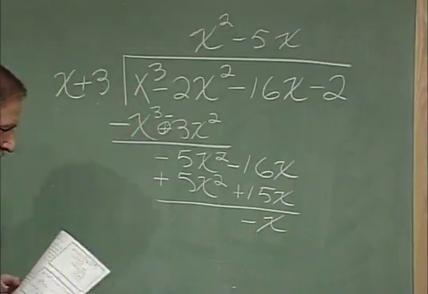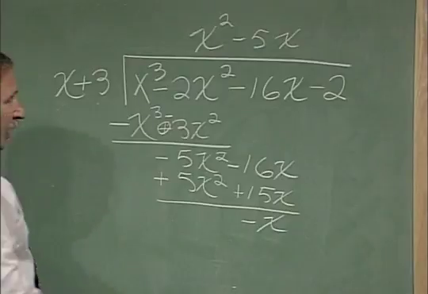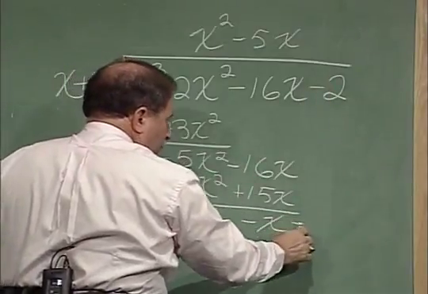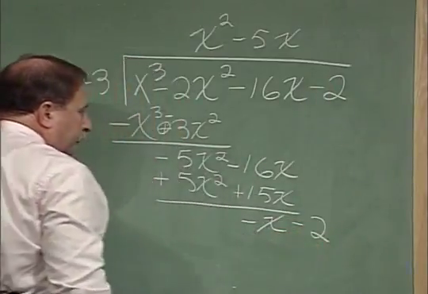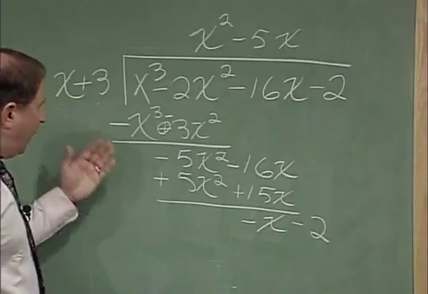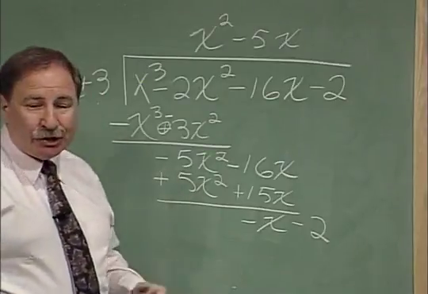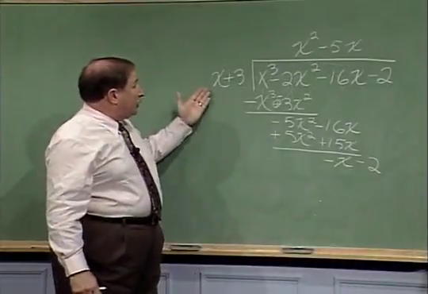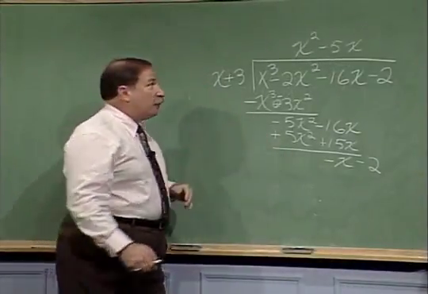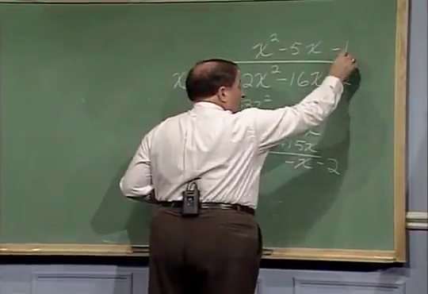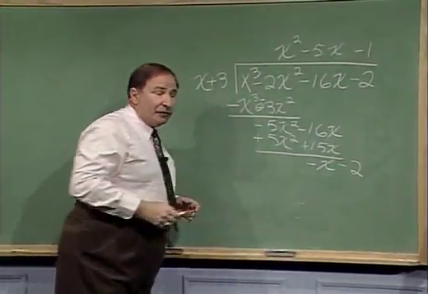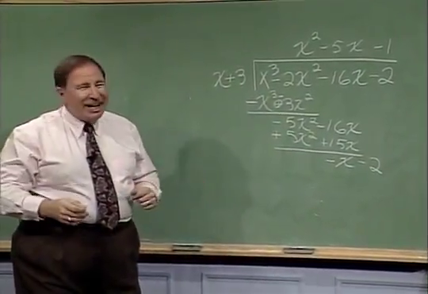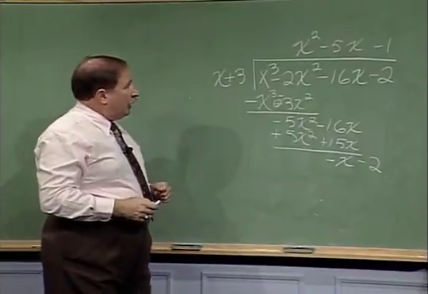And of course, what we do next is bring down our next place value, which is the ones place, or the constant, negative 2. We divide x into negative x. And what happens there? Well, what times x is negative x? Negative 1. And you'll notice the negative 1 is lined up with the negative 2 in the ones or constant place. Okay, then we multiply.